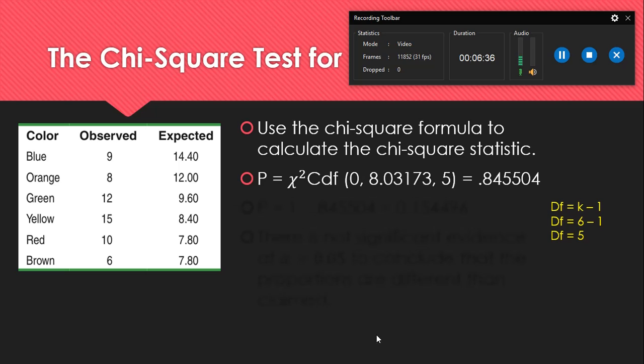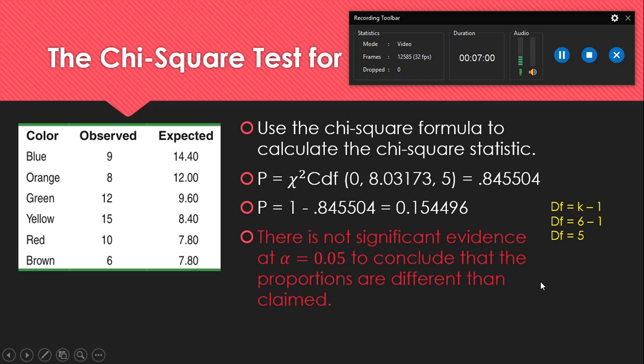So on your iPad, we're going to find that x squared or chi-squared CDF. Remember, 0 is our lower bound, our statistic is the upper bound, and then 5 degrees of freedom. And then because we're in the upper tail, it'll be a 1 minus. So we didn't talk about alpha, but typically it's at 0.05. So for this example, there is not significant evidence.